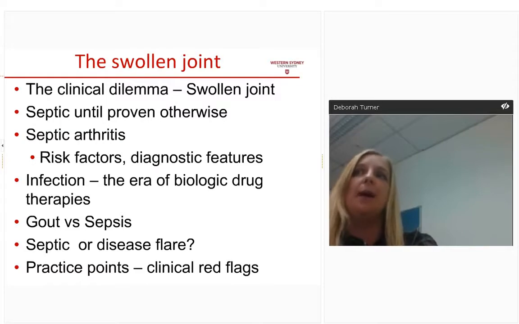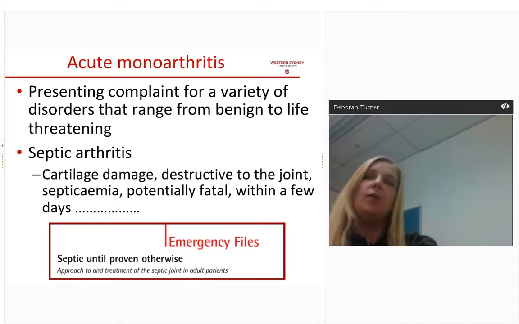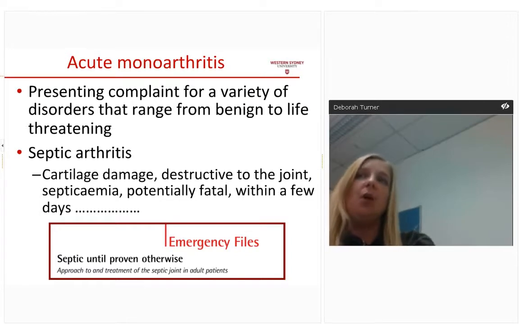Now, generally, why are we really concerned about the presentation of an acute monoarthritis? Well, it can be a whole spectrum of different aspects, but really with septic arthritis, this can be potentially life-threatening. And certainly the earlier identification of a septic arthritis will improve patient outcome.